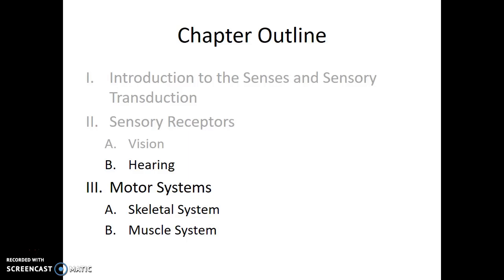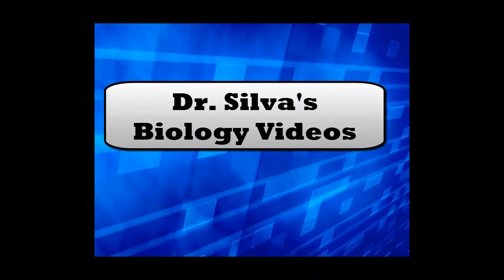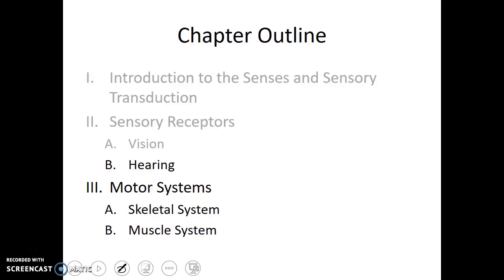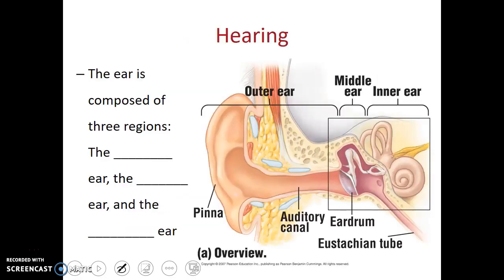In this video, we'll talk about our sense of hearing. Hearing is caused by the vibration of several structures within our ears. The ear is composed of three regions: the outer ear, the middle ear, and the inner ear.